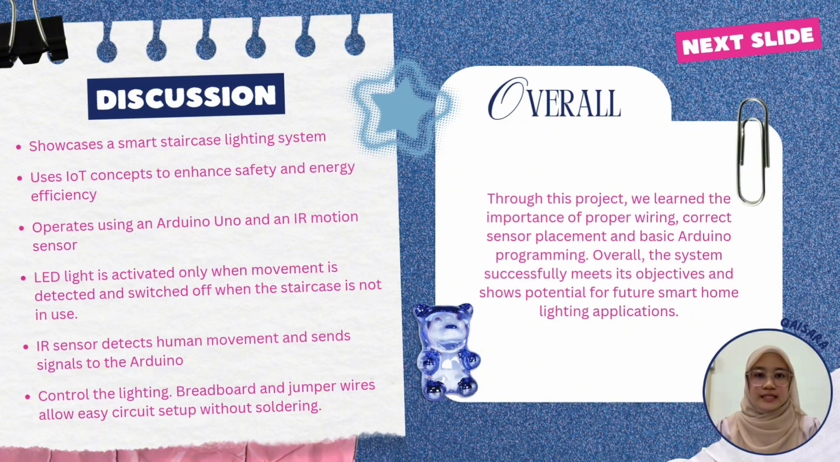This project showcases a smart staircase lighting system using IoT concepts to enhance safety and energy efficiency. The IR motion sensor detects human movement and sends a signal to the Arduino, which then controls the LED lighting. The light only turns on when the sensor detects a motion. Through this project, we learn the importance of proper wiring, correct sensor placement, and basic Arduino programming. The system successfully meets its objective and has potential for future smart home lighting applications.